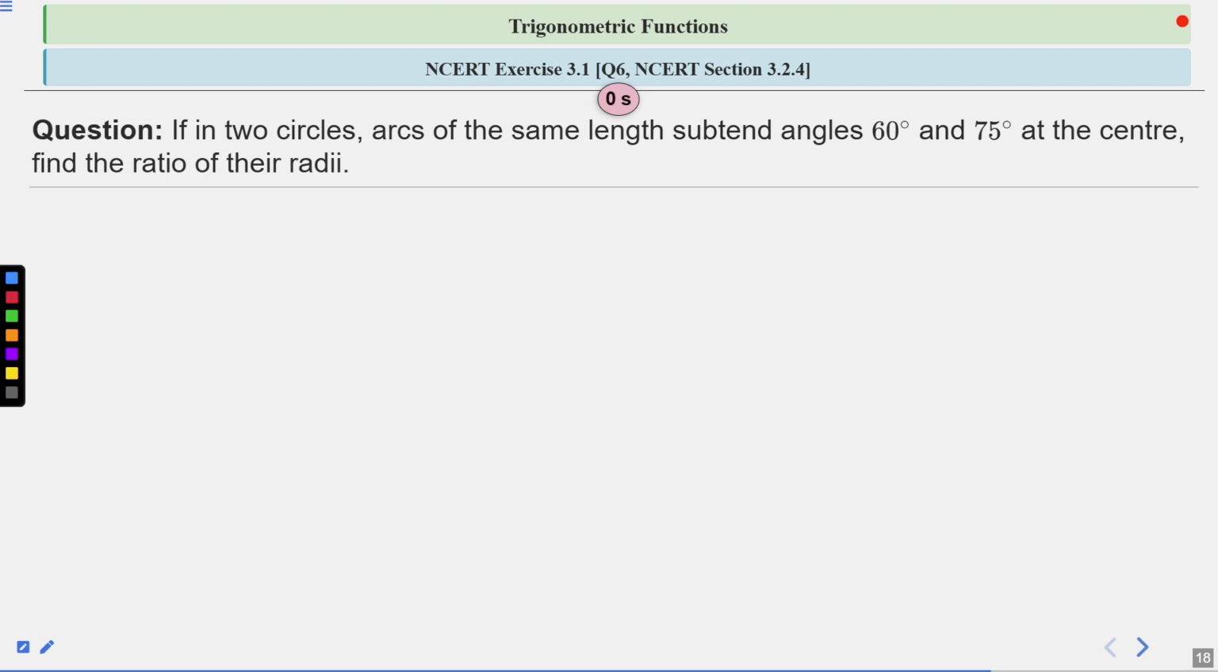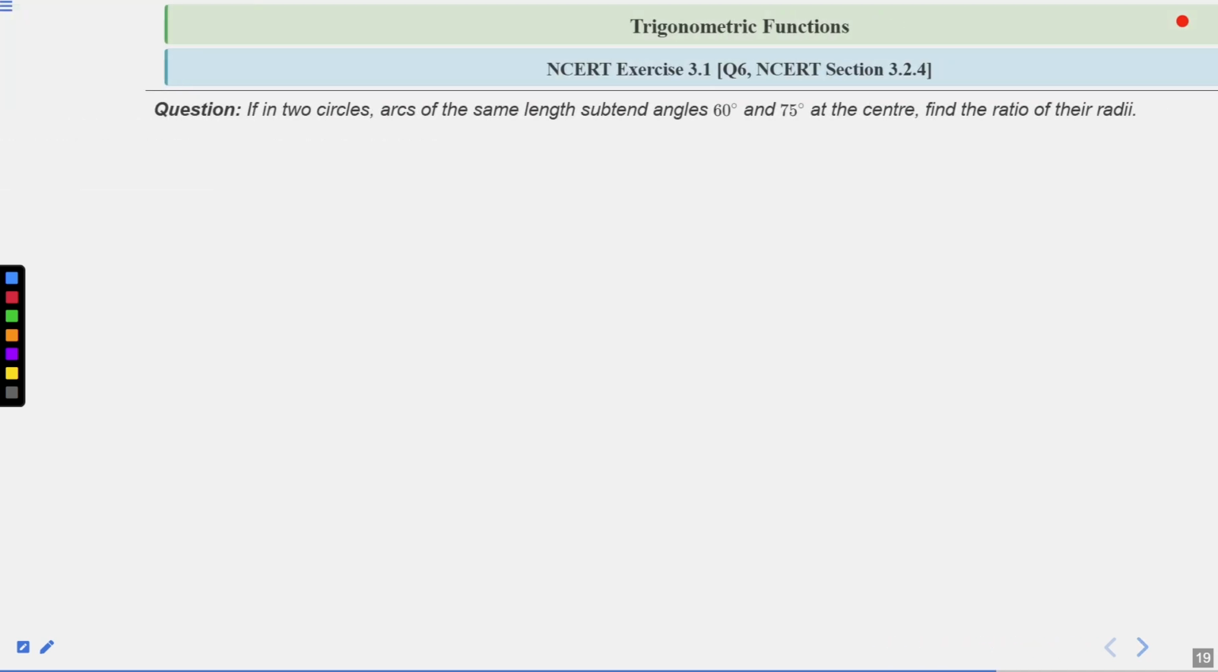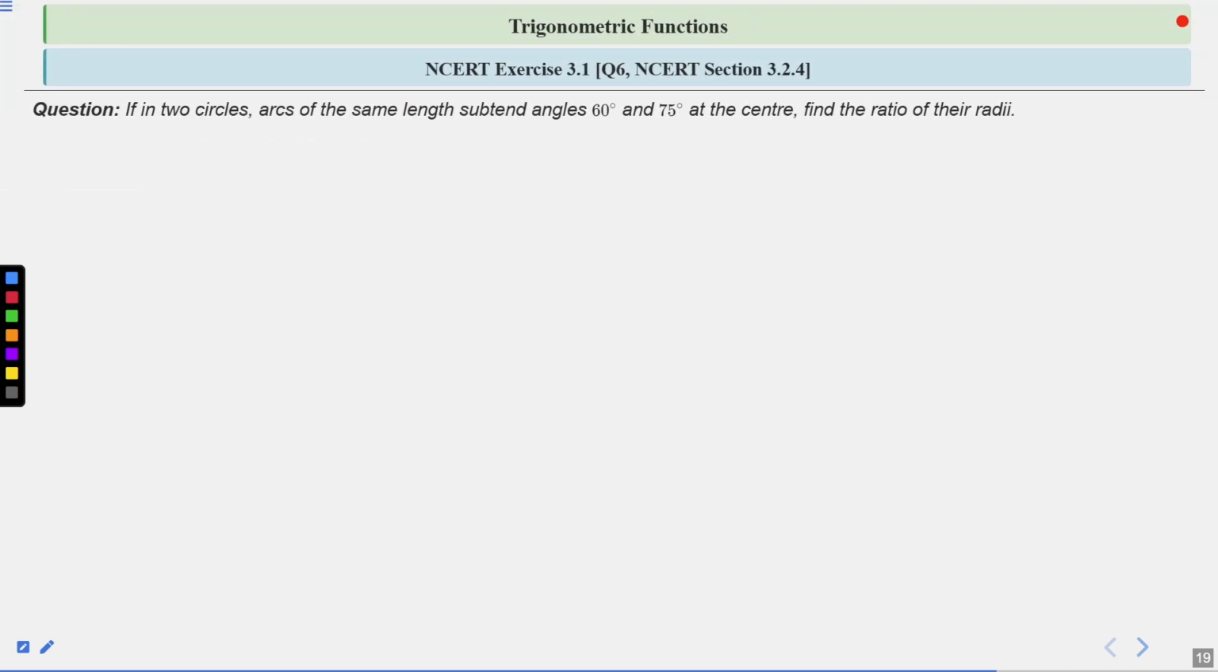Okay, let's move to the solution part. The question is, if in two circles, arcs of the same length subtend angles of 60 degrees and 75 degrees at the center, find the ratio of their radii. So the ratio of the radii is basically 5:4. Let's see the solution.